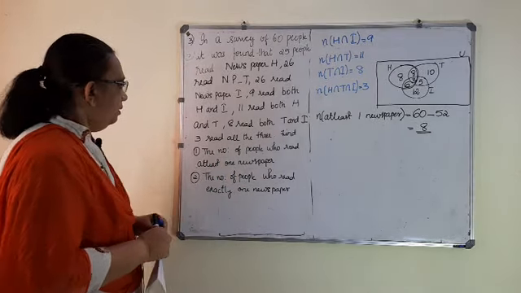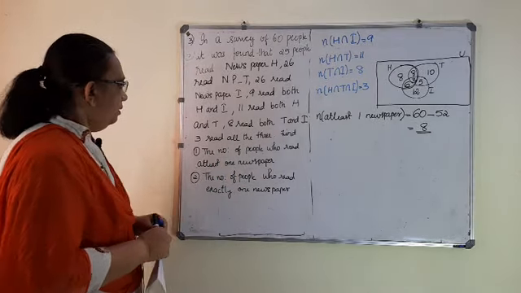So how many students were taking neither tea nor coffee? They are taking neither tea nor coffee. How many students are taking neither tea nor coffee? It is equal to 325. Copy down the answer.